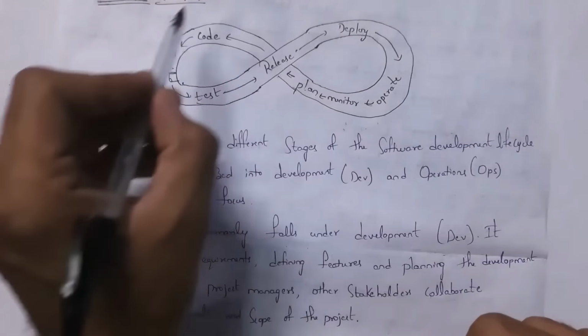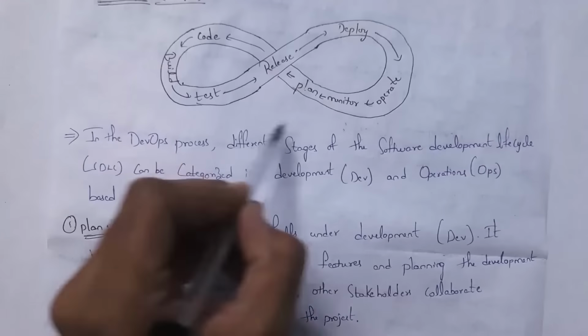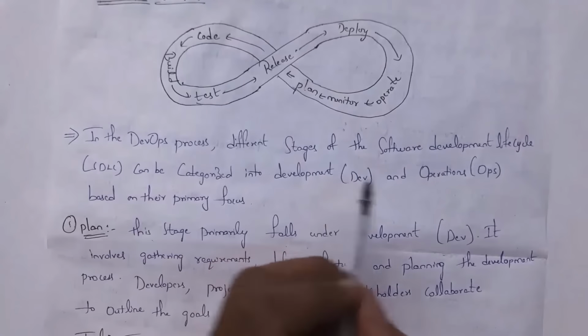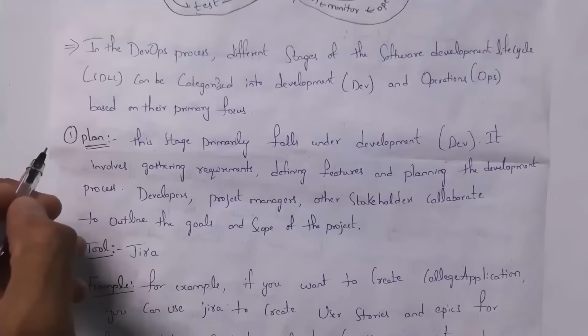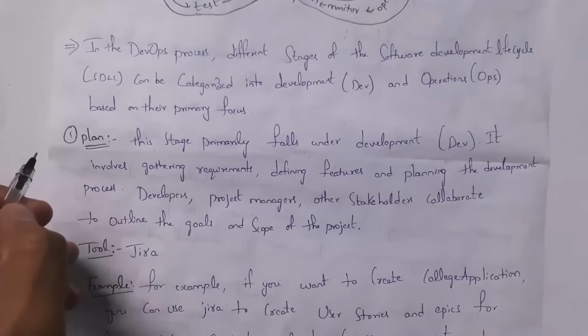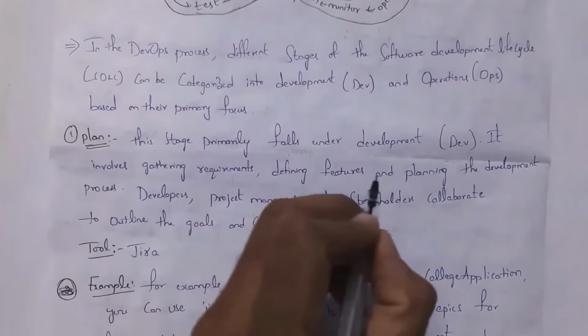Guys, in this DevOps life cycle, all these stages are classified into two parts. They are development and operations. I will explain all these stages one by one in detail. In the DevOps life cycle, the first stage is plan. This plan stage comes under development.